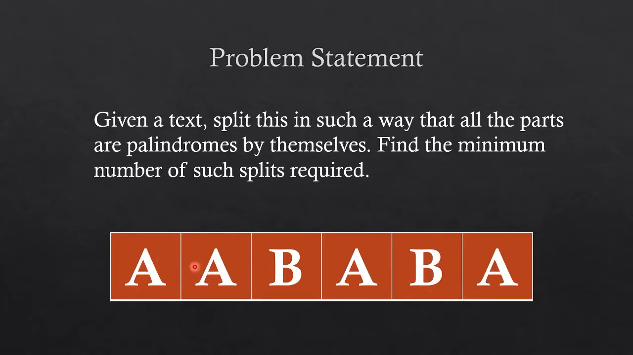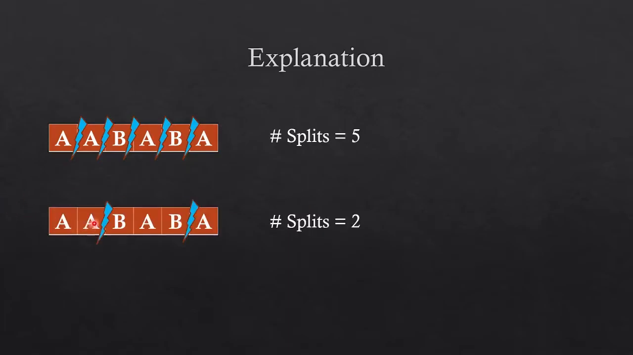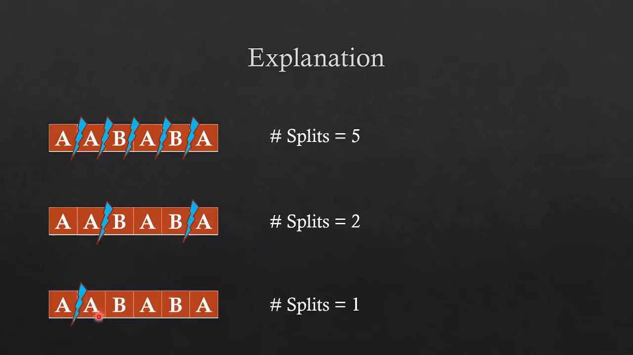So for example, if you're given this string AABABA, then you can split the string in this manner. In that case, the number of splits required is 5: 1, 2, 3, 4, and 5. If you split it this way, you can see that all the parts are palindromes by themselves. This is AA, this is BAB, and this is A. All 3 are palindromes by themselves, and the number of splits here is 2.